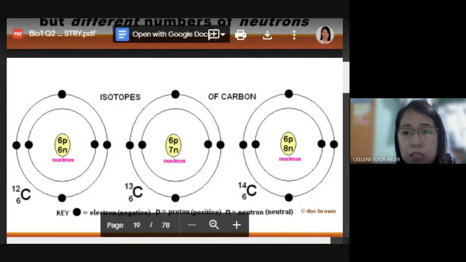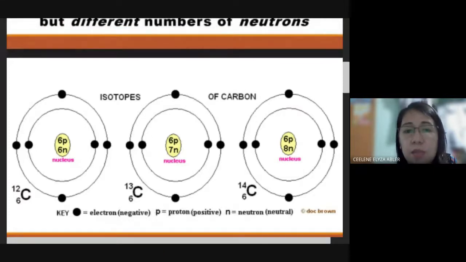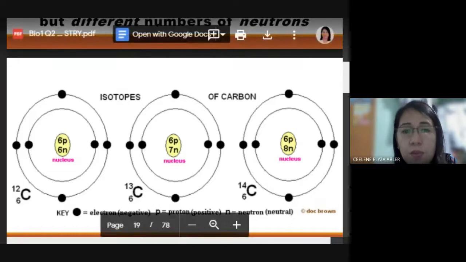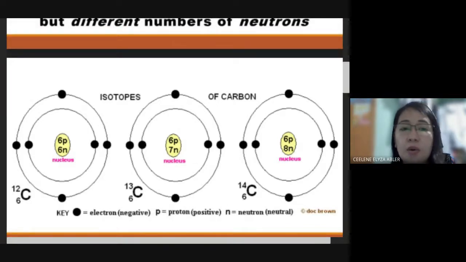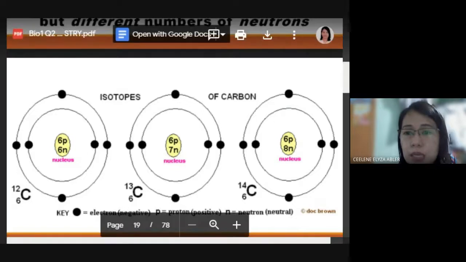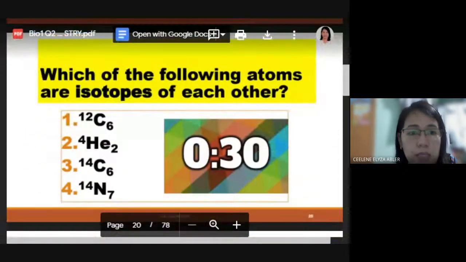And you notice also that the number of your electrons are also fairly the same. So the number of protons and electrons are the same all throughout your isotopes, but it's the number of neutrons that are increasing as you go up the samples for your isotopes. So that is an example of isotopes.